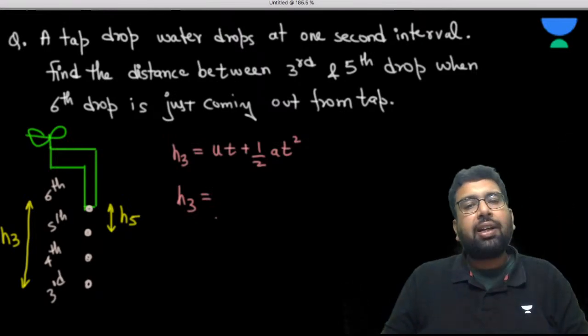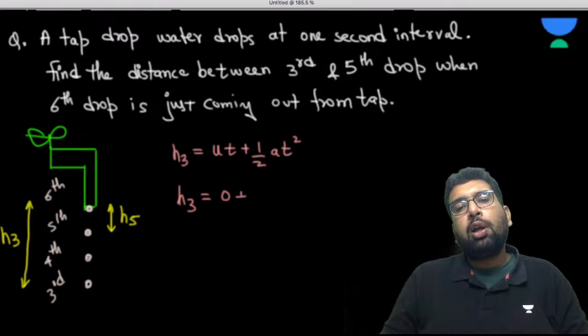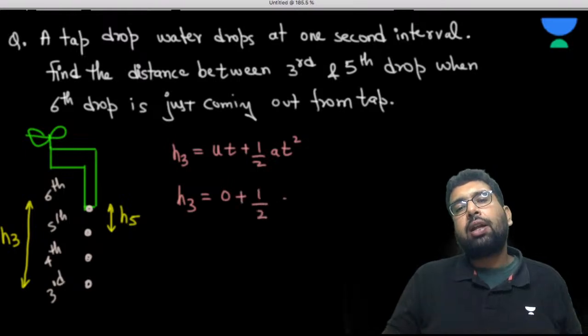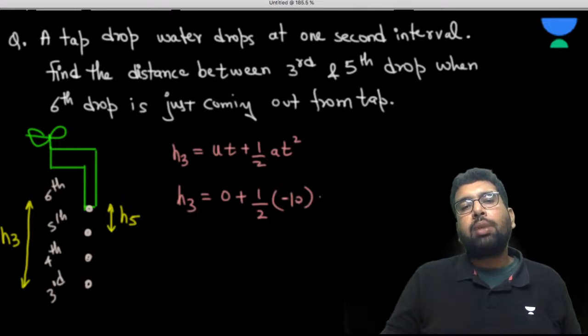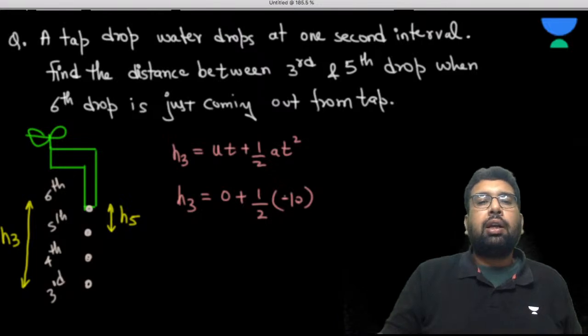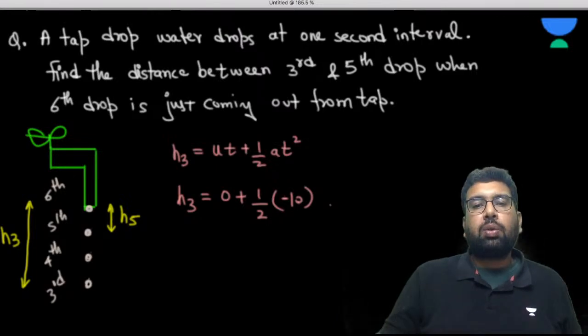Every drop will have the initial velocity zero. Plus half, what is the acceleration? Acceleration is always in the minus. And what is the time? How much time is it going to take? See, 1 second, 2 seconds, 3 seconds. So this is going to be 3 seconds.